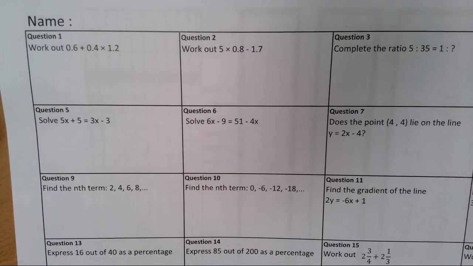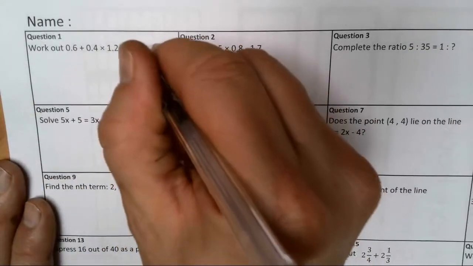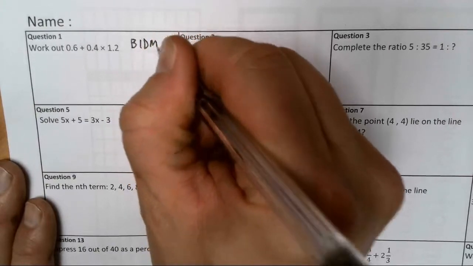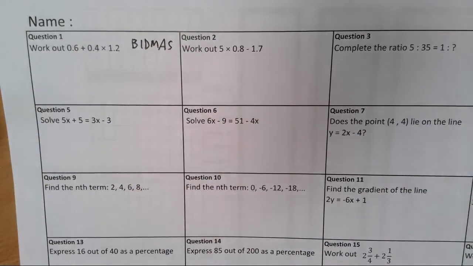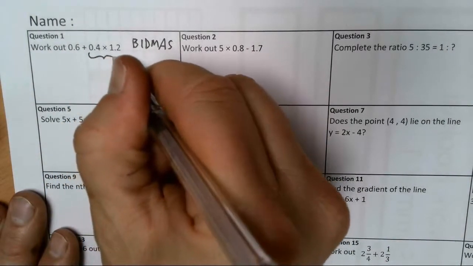Okay, I've got 0.6 plus 0.4 times by 1.2. This is the summer 85.1 homework. And I need to think about my BIDMAS rules. So this is the first area where somebody could go wrong by not applying BIDMAS. I need to do the multiplication before I do that addition. So I'm going to do 0.4 times by 1.2.